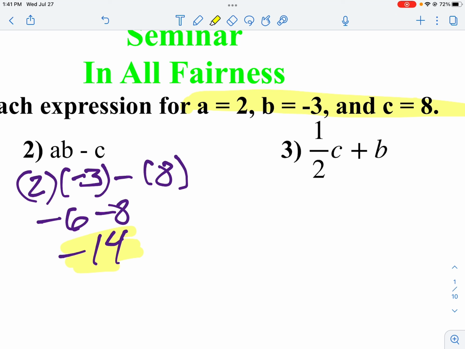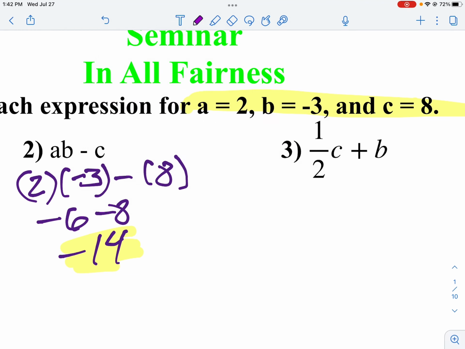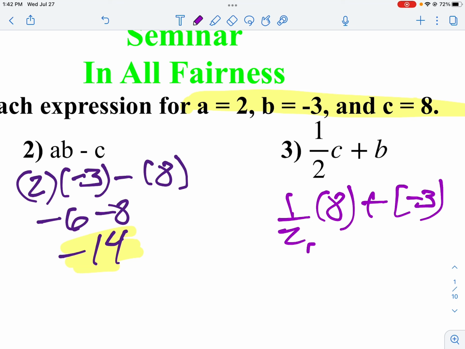Let's take a look at question number 3. Kind of along the same lines here, I'm going to say 1 half of C, but C is 8, so 1 half of 8 plus B, which is -3. So half of 8 is 4, 4 plus a -3 is 1, and there is our solution.